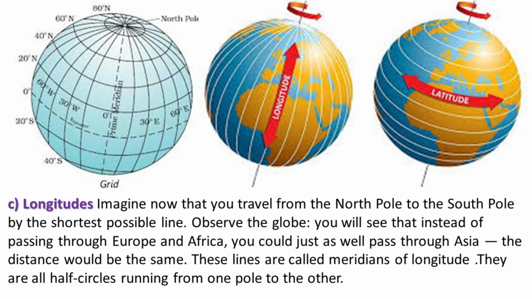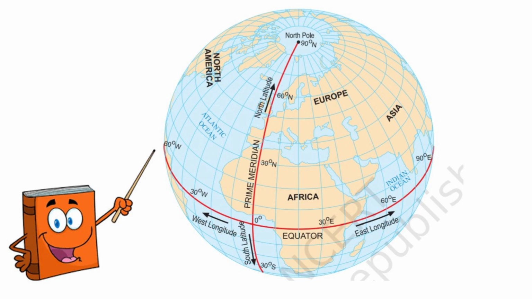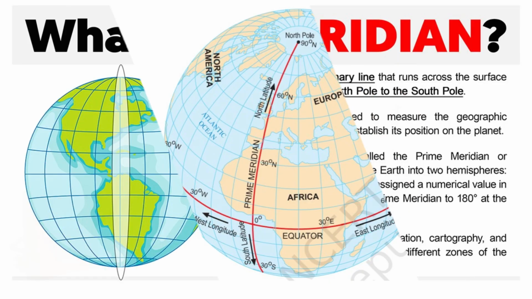Longitudes are imaginary lines running from the North Pole to the South Pole. They are called meridians of longitude. The prime meridian, passing through Greenwich, London, is marked as 0 degrees longitude. By combining latitude and longitude, we can find the exact location of any place on Earth. For example, Delhi is located at 29 degrees north latitude and 77 degrees east longitude.